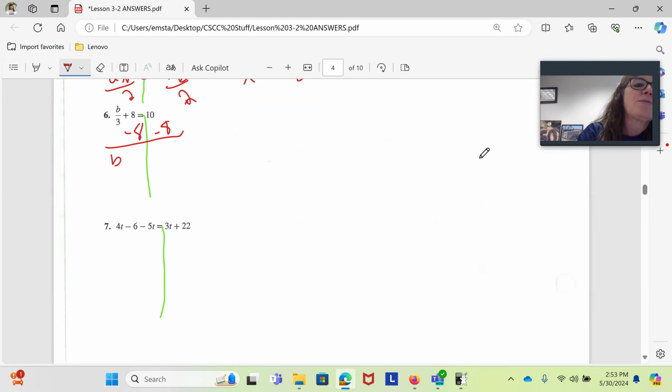Leaves me with b over 3 equals, and again, you can do 10 minus 8 in your calculator. It's 2. Now, I don't have anything smashed up against my variable, but I have b divided by 3. What's the opposite of dividing? Multiplying. So we're going to multiply both sides by 3, which leaves me with b equals 6.